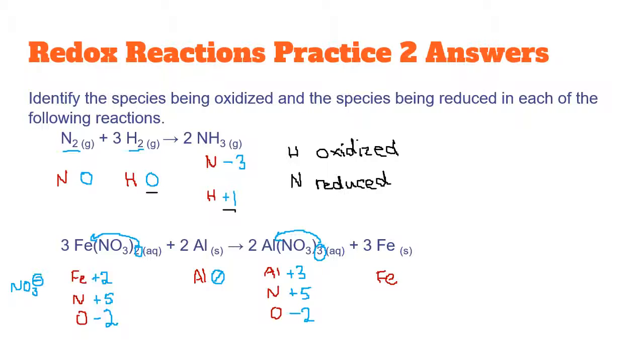But iron over here is now in elemental form with its oxidation state of 0. So we see in terms of the changes that iron is going from +2 to 0. So we would say that iron is being reduced. And we notice also that aluminum is going from 0 to +3. So we say that aluminum is being oxidized.